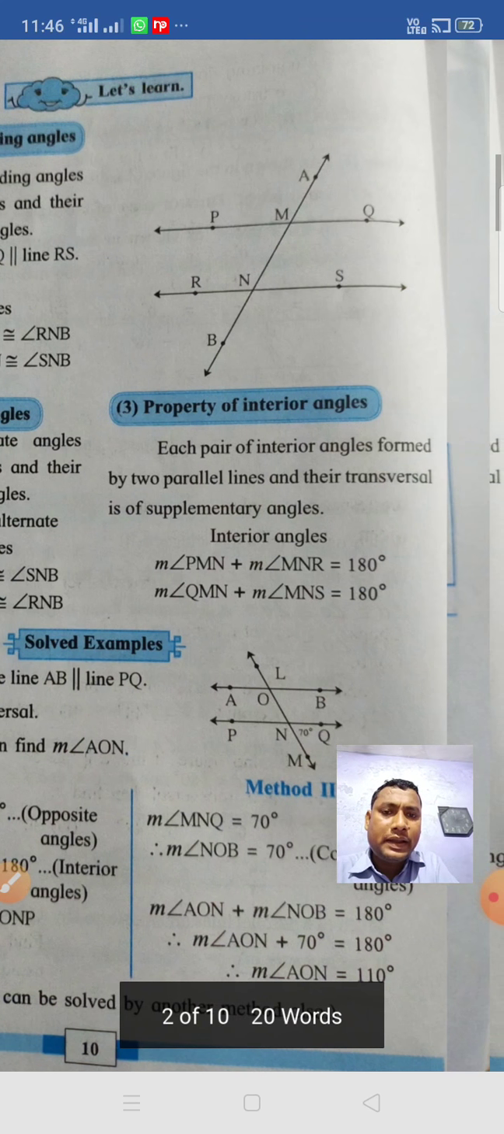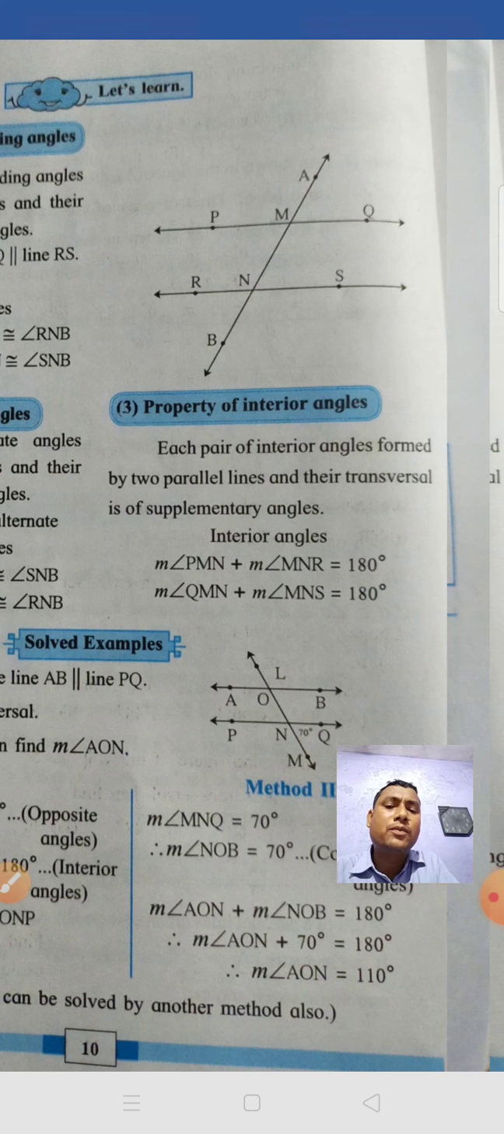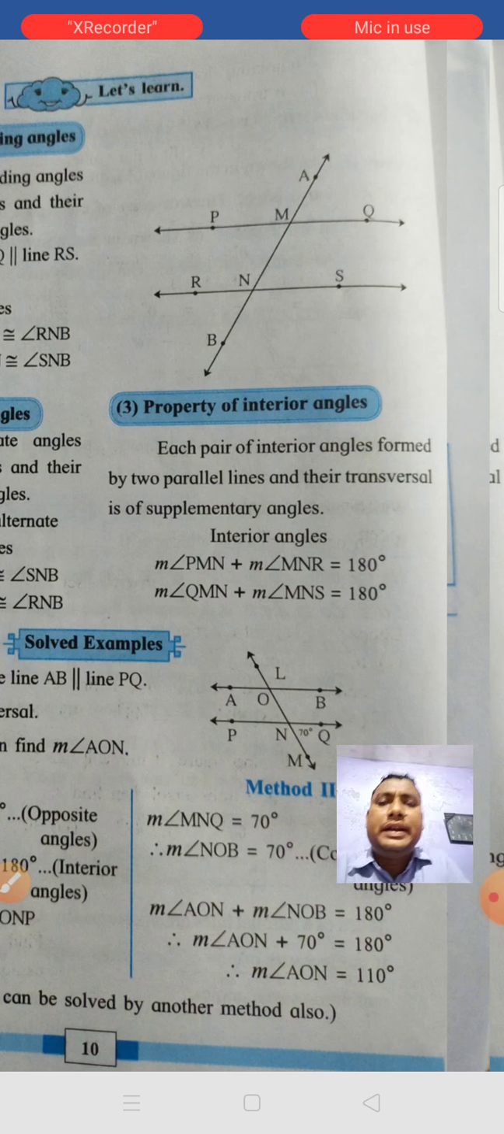Now the next property is the property of interior angles. Student, in the last video we learned about interior angles. So there are two pairs of interior angles. Now see in the figure, angle PMN and angle MNR, these are the first pair of interior angles. Angle QMN and angle MNS, this is also an interior pair, the second pair of interior angles.